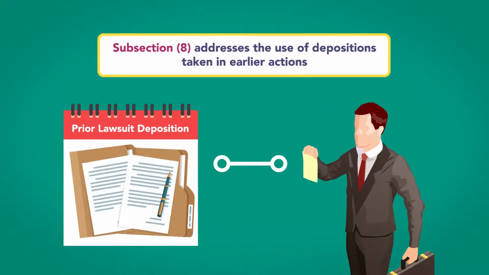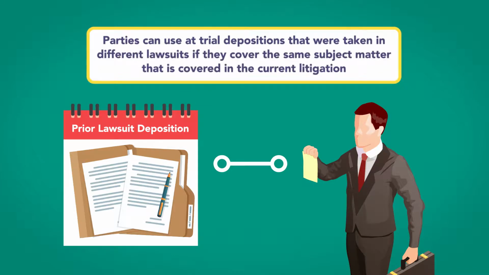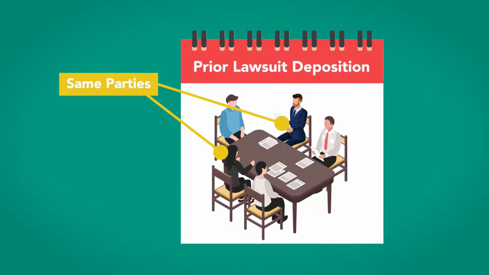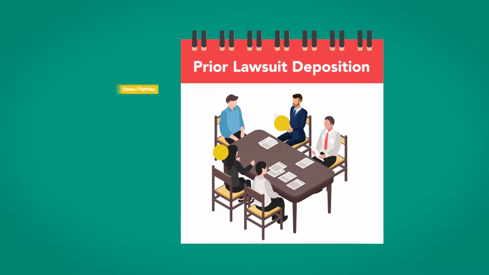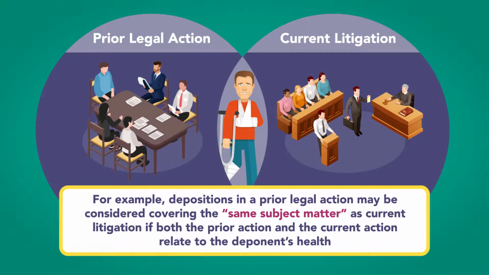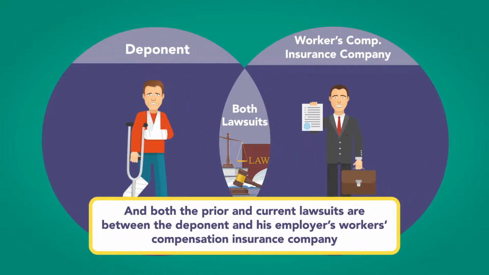Finally, subsection 8 addresses the use of depositions taken in earlier actions. Parties can use at trial depositions that were taken in different lawsuits if they cover the same subject matter that is covered in the current litigation and the prior lawsuit was between the same parties or their representatives. For example, depositions in a prior legal action may be considered covering the same subject matter as current litigation if both the prior action and the current action relate to the same person's health, and both the prior and current lawsuits are between the same person and his employer's workers' compensation insurance company.